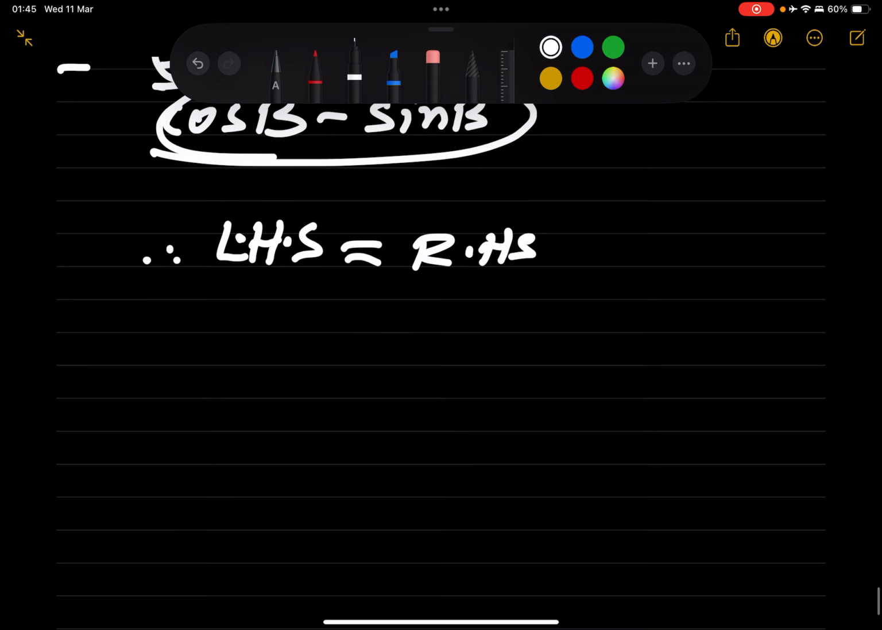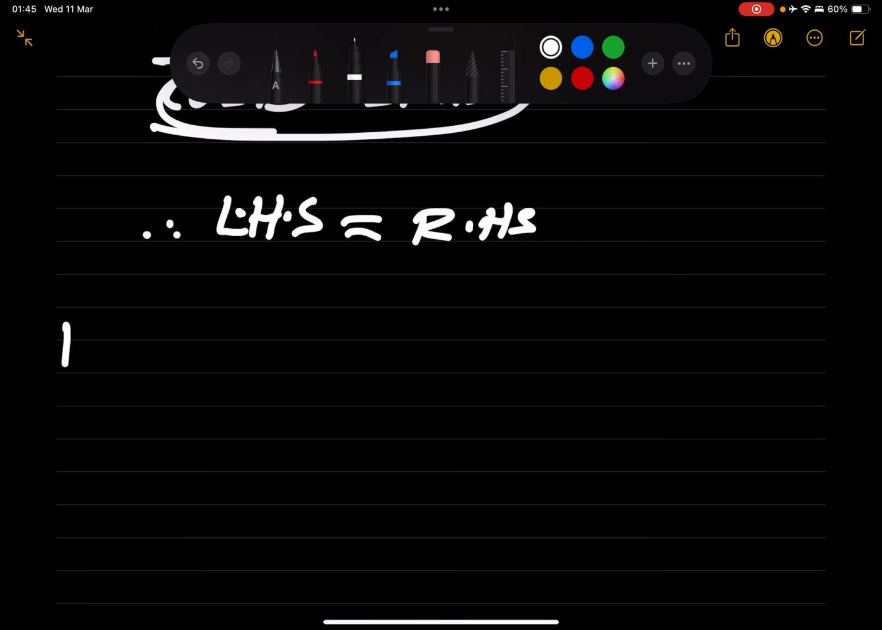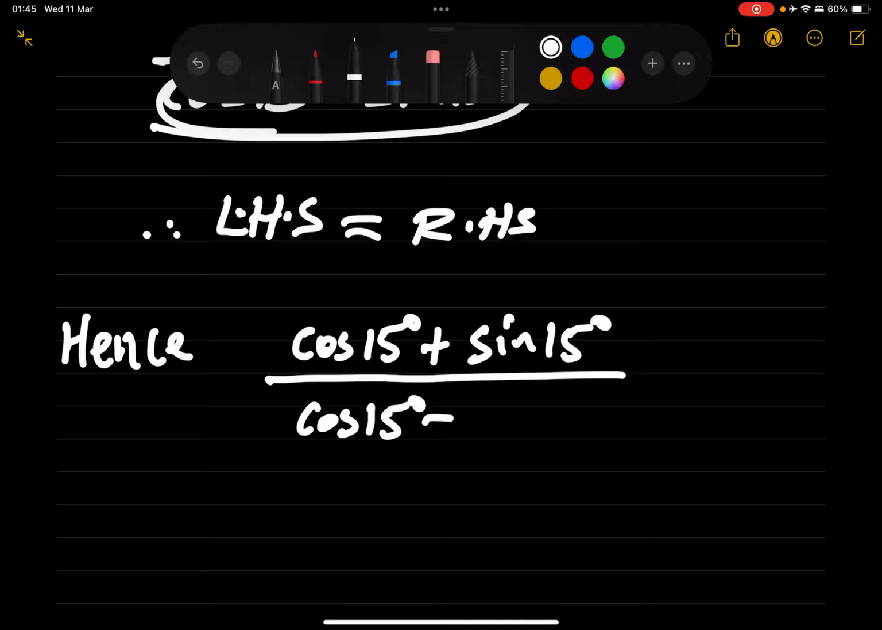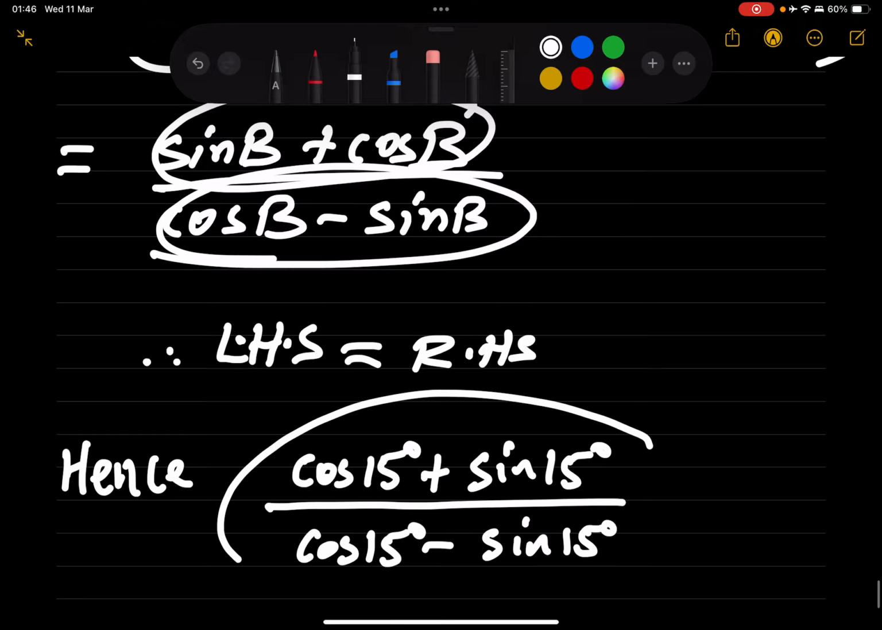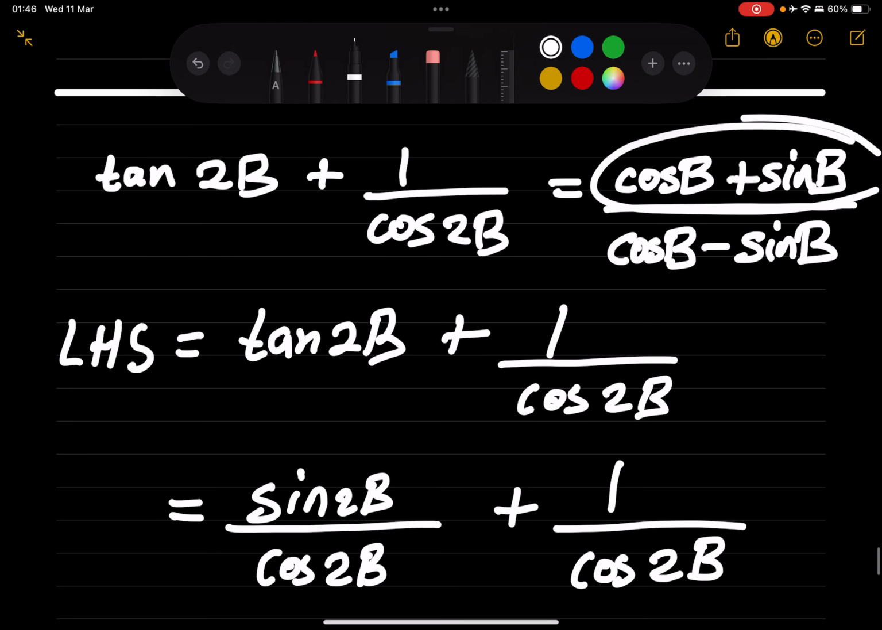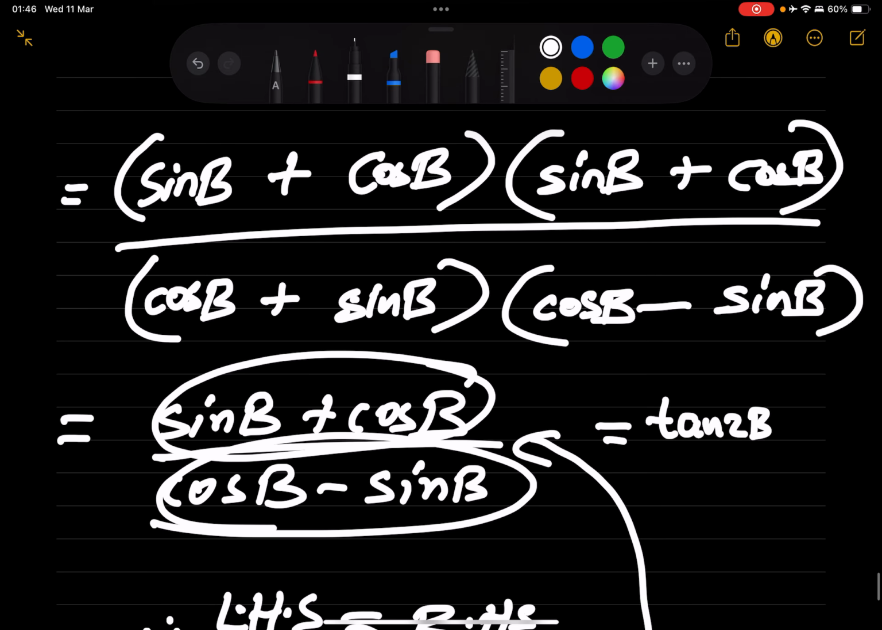Now, on part B, we are asked, hence, to simplify cos 15 plus sine 15 over cos 15 minus sine 15. Remember, ladies and gentlemen, this part here is exactly the same as that part. And we have proven that that part is the same as tan 2b plus 1 over cos 2b.